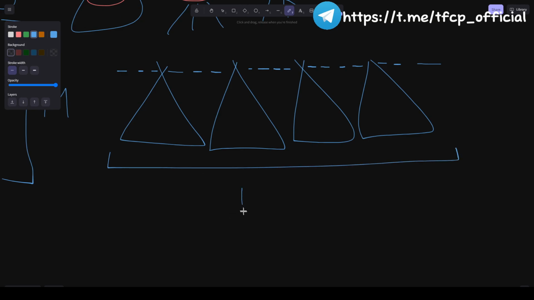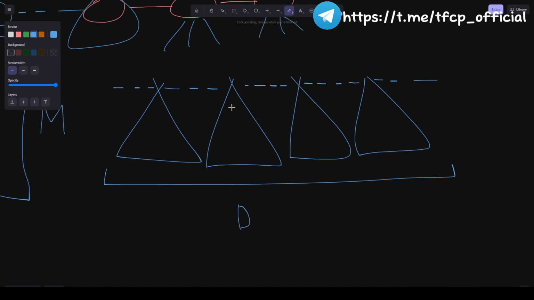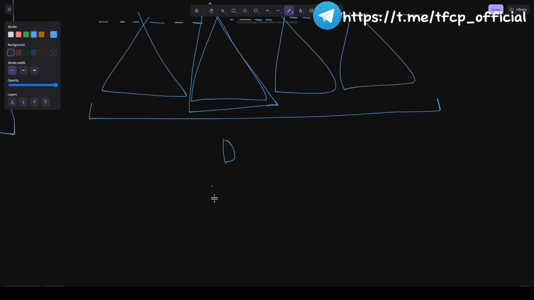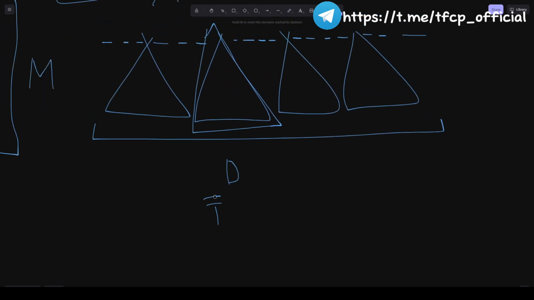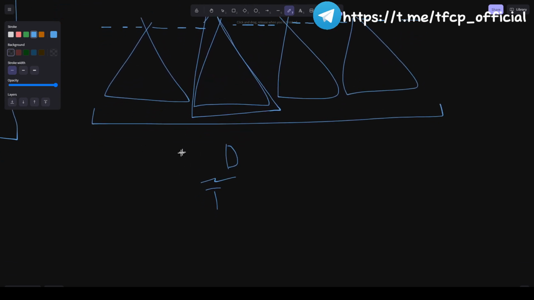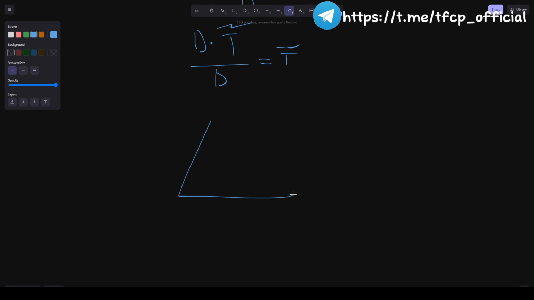Because if we have D trees, and we calculate the amortized complexity for one tree, then if we do exactly the same thing for D trees, we multiply by D and divide by D, and we still have precisely the same amortized complexity. Now we have one tree.